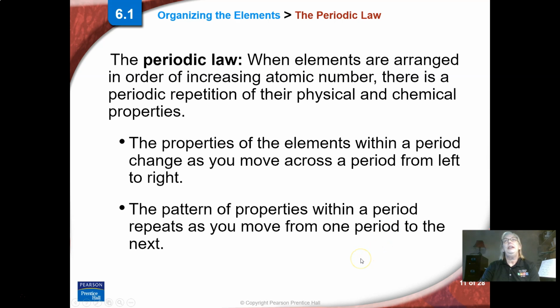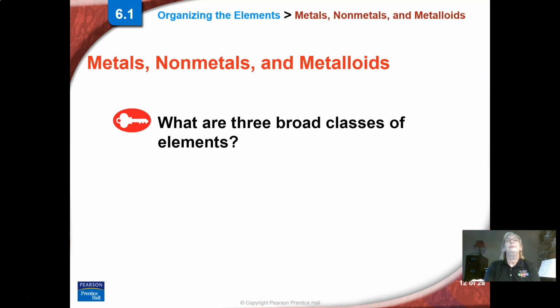And the pattern of properties repeats as you go through each period. Period 1 acts the same, 2, 3, like that. So there's a pattern. That's why it's called a period. It's periodic. Every period has that pattern.